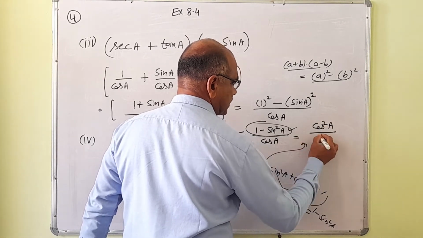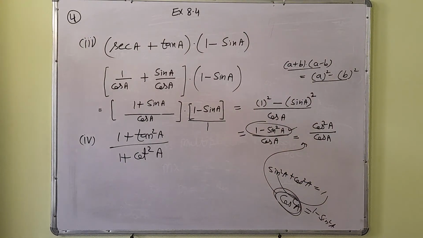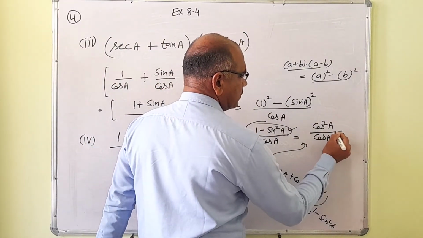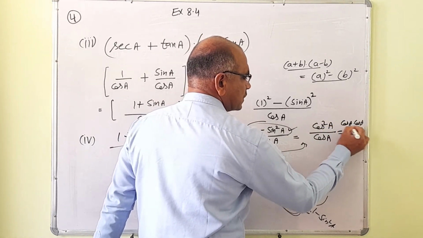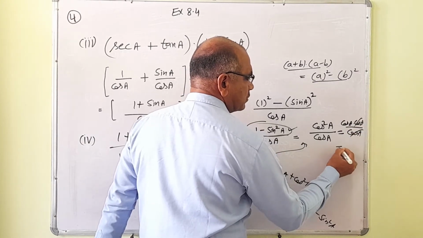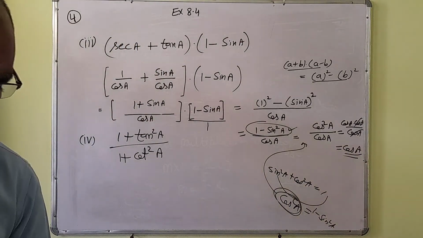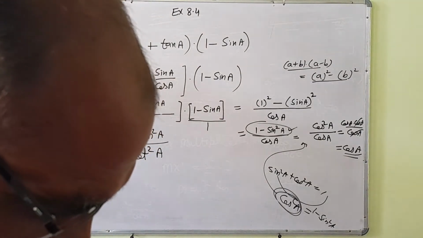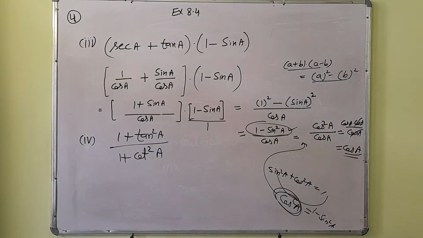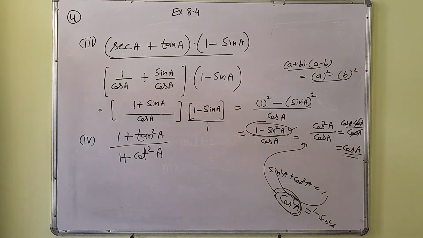Cos square A upon cos A. Cos A is already in the numerator. Now we can cancel. This is cos A into cos A upon cos A, which gives cos A. This is our answer. This is option D. Option D is right. So this statement is equal to cos A. Very simple.